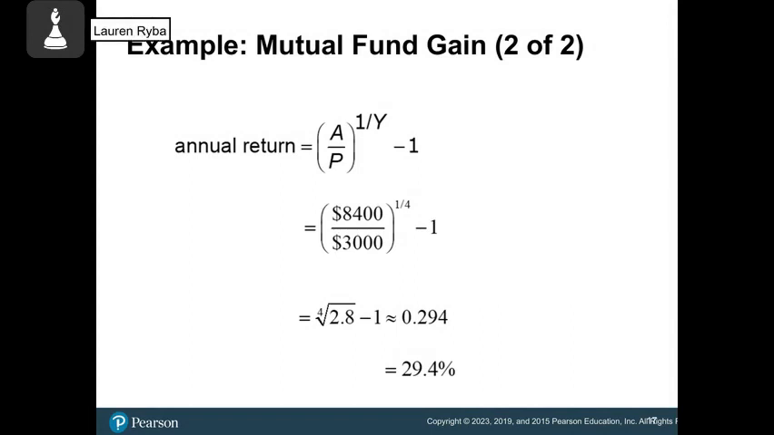Annual return takes the amount at the end, 8,400, divided by the initial amount, 3,000, raised to the 1 over y. Well, we have the account for 4 years, so it's going to be 1 over 4, and then minus 1. I would usually just enter this right here into my scientific calculator, and it's going to give you the decimal, 0.294, which you got to times by 100 to get your percent. So what it's saying is about every year it's increasing by about 29%.